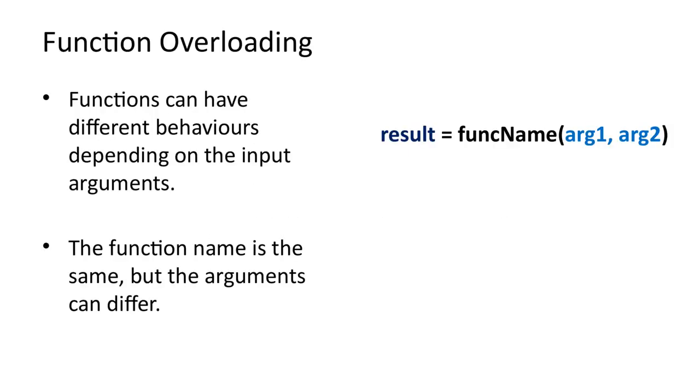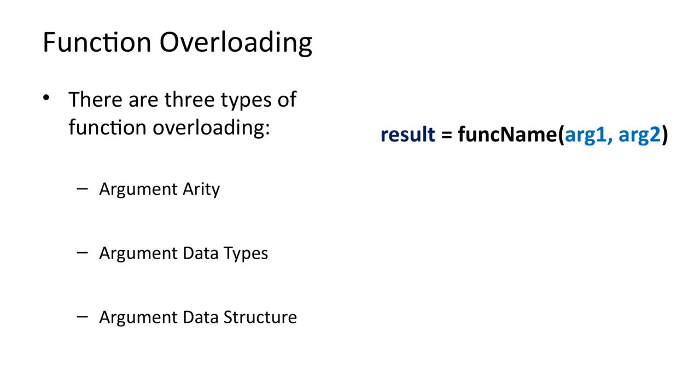Functions can have internal logic that allows them to change their behavior depending on the input arguments. When calling such a function, you can vary the input arguments to achieve different outcomes. This is called overloading the function. There are three ways that functions can be overloaded: arity, data types, and data structures.